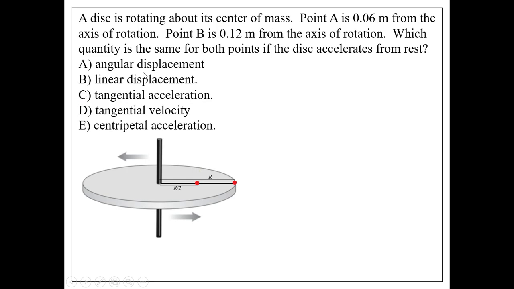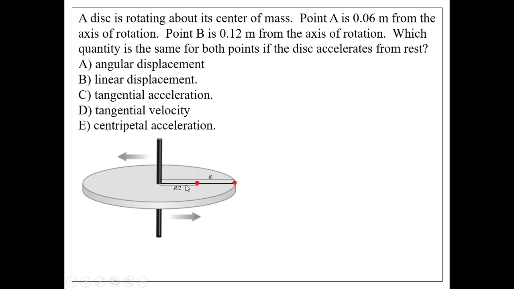This one is a little bit trickier, but pretty factual though. Here you have this rotating about its center of mass. The radius of point A is 0.06, and the radius of point B is 0.12. Right away, I know this one's pretty easy. This is 0.06 and then 0.12, which is a 1 to 2 ratio. So essentially 0.06 is midway, and 0.12 is twice as much.